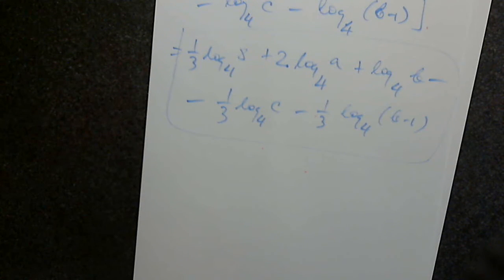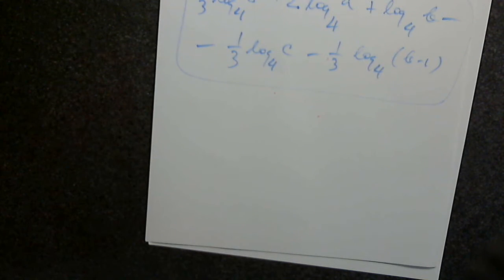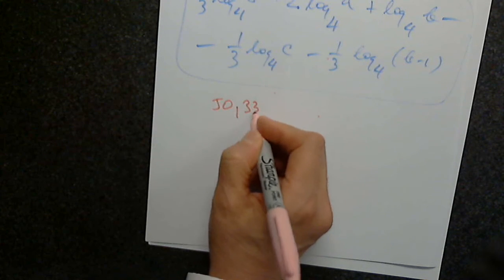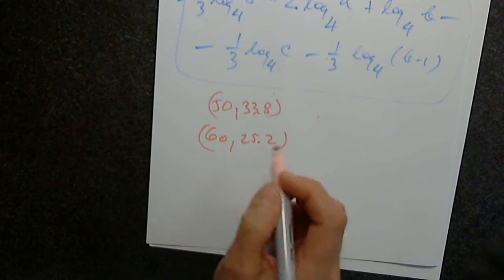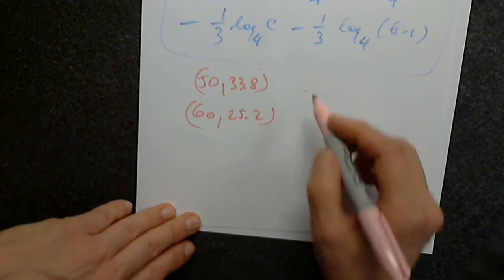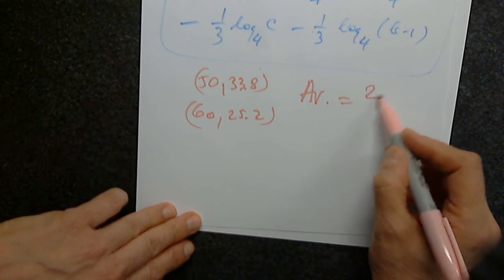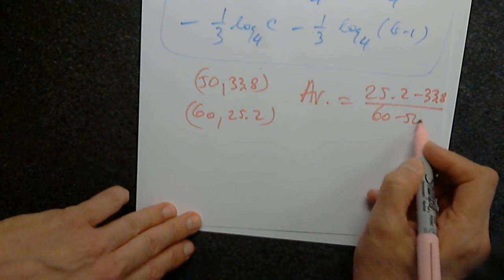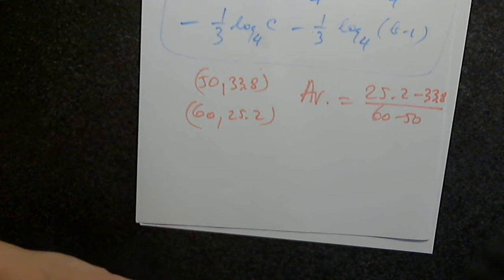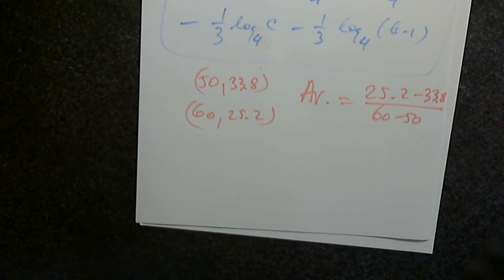Good, very good. Okay, so what am I doing next? We did number 9. Yes, let's look at number 9. In number 9, we're asked to find the average rate of change between 50 and 60. So I copy 50, comma 33.8, and I copy 60, 25.2, and all I have to do is find the slope. So the average rate of change is 25.2 minus 33.8 over 60 minus 50. Since it's a downslope, I will expect a negative answer.